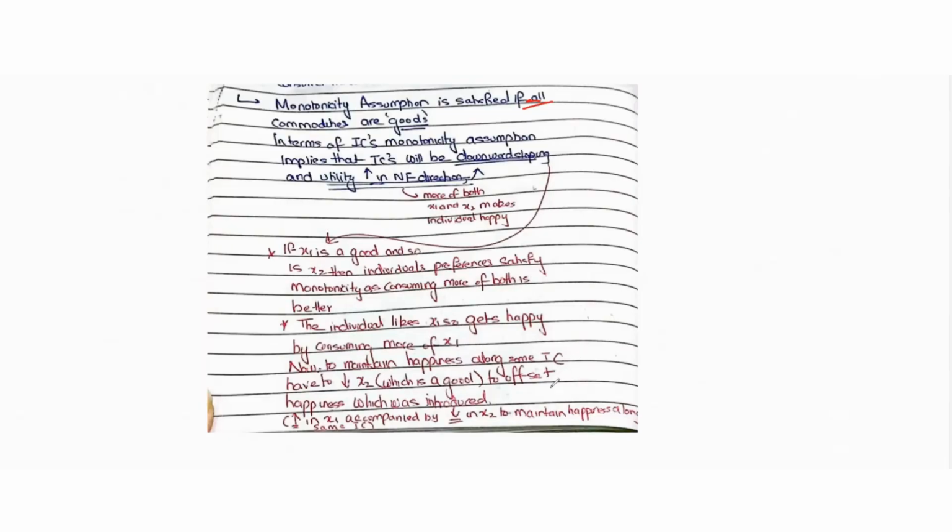So if X1 has gone up, you're getting happier. To maintain happiness along the same indifference curve, you have to decrease X2, which is a good, to offset the happiness which was introduced by consuming more of X1. So an increase in X1 is accompanied by a decrease in X2 to maintain happiness along the same IC. Thus, indifference curves are downward sloping, because if I increase X1, that's going to make you happier, so to maintain happiness along the same IC, we need to reduce X2, which is also a good, so that your happiness stays the same. Thus you have downward sloping indifference curves.